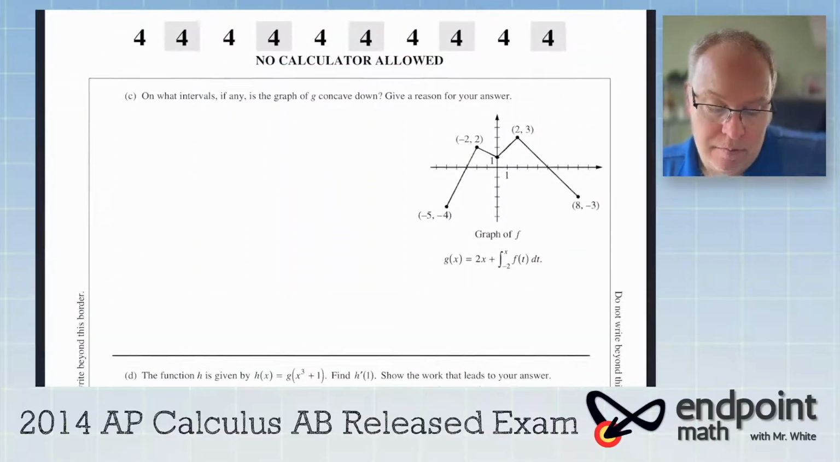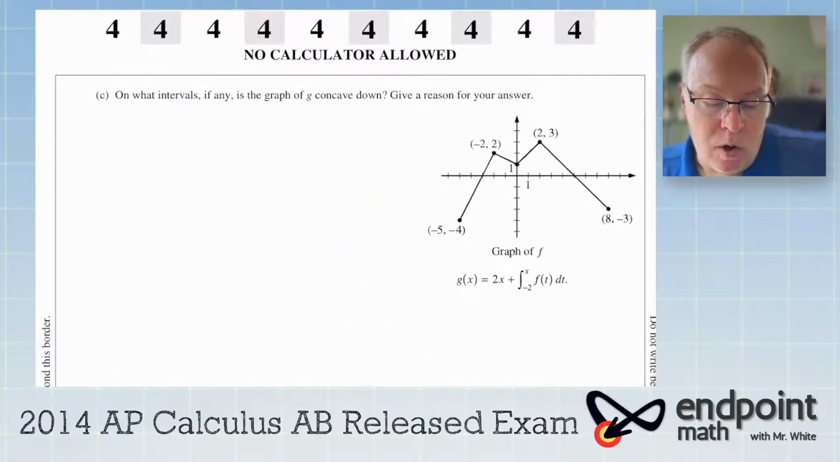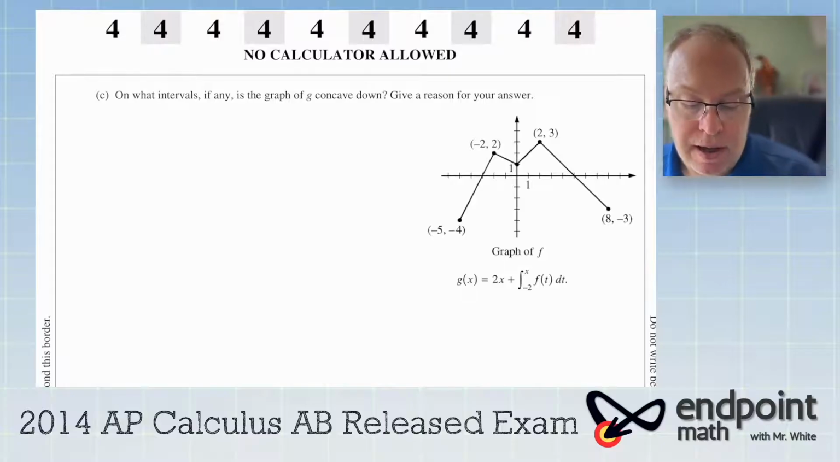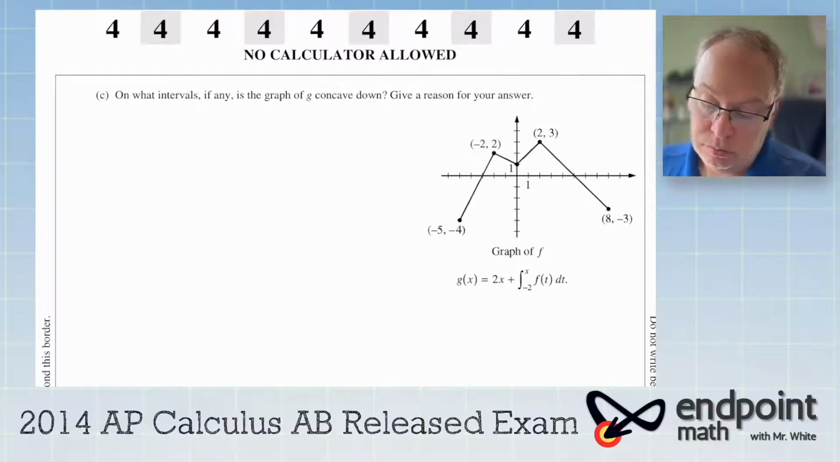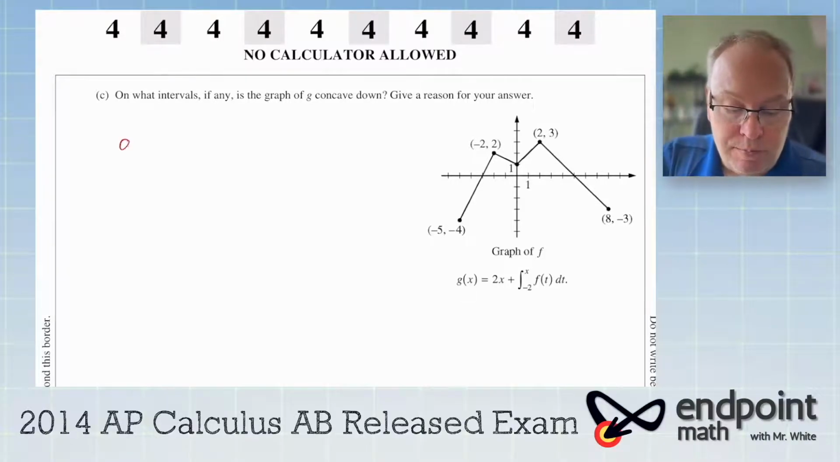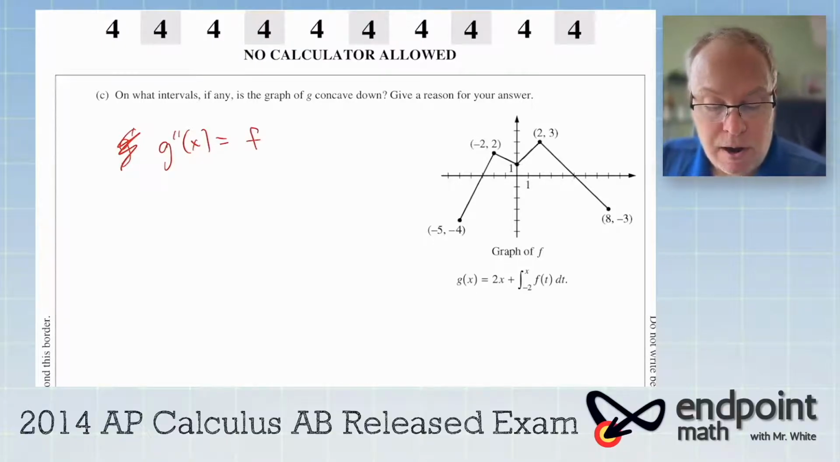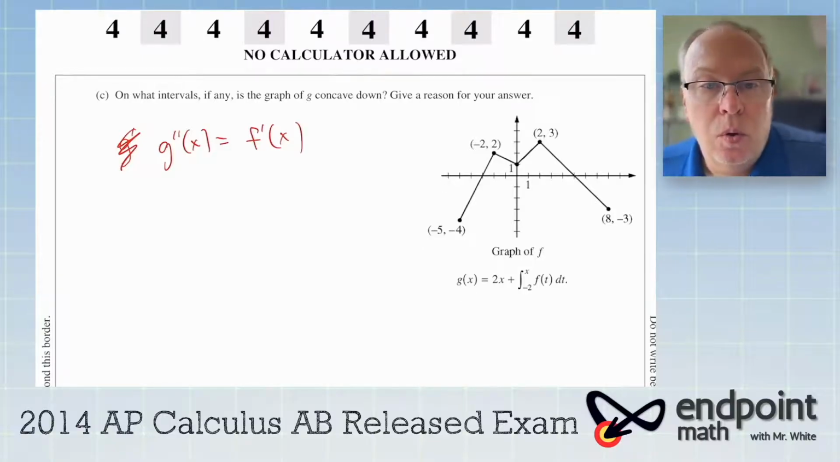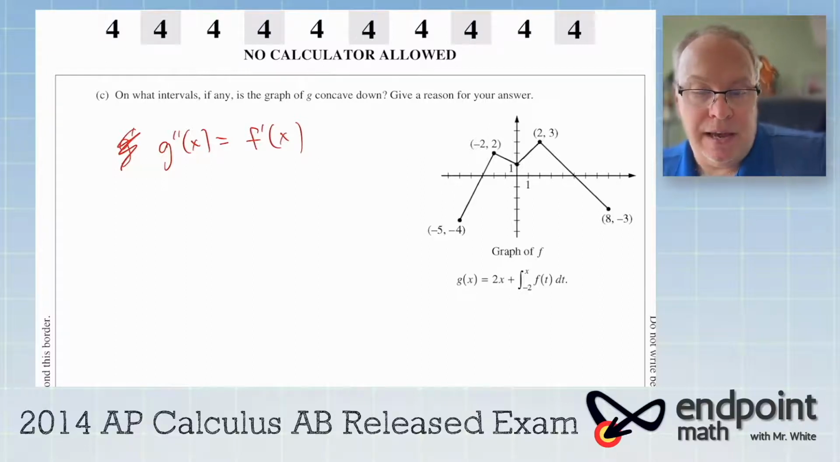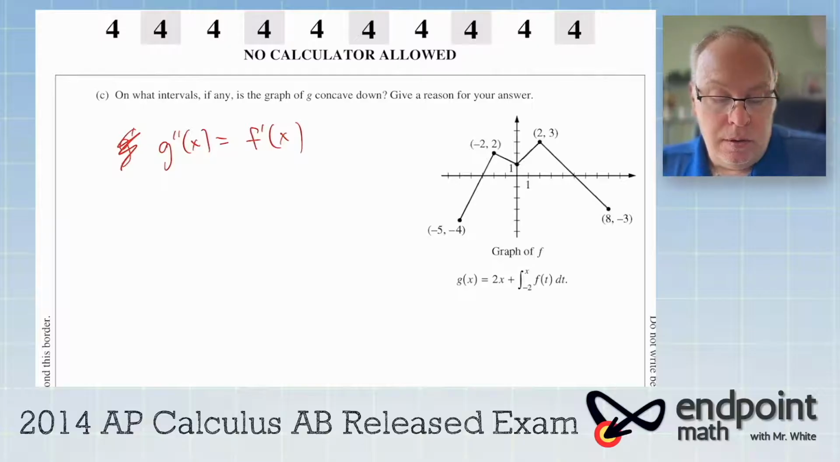And we have 2 more parts here. On what intervals, if any, is the graph of g concave down? Okay, so remember g prime? Well, let's just say this. G double prime, we already found, didn't we? That was just f prime of x. So when are we concave down? When the second derivative is negative, or when the first derivative is decreasing.